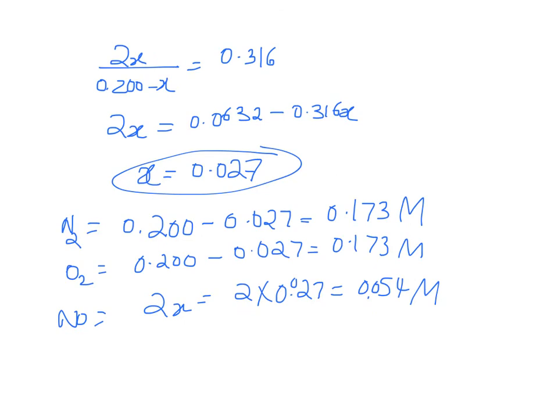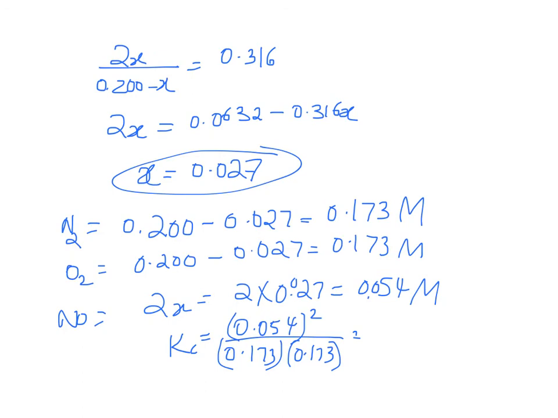In this case, if you do that, you would say 0.054 squared divided by 0.173 times 0.173. That value on my calculator comes out to be 0.097. It's an equilibrium constant, so no units. And the value, recall, that we were given was 0.1. So it's pretty close, and so the answer that we got is valid.